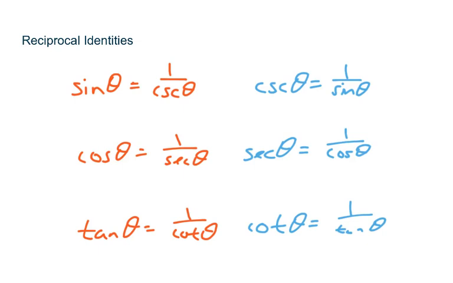Okay, so those are the first identities, the reciprocal identities, and we kind of used these already in the past when we talked back in Chapter 5 about finding the sine, cosine, tangent, cosecant, secant, and cotangent, the 6 trig values of a given angle. We're just kind of formalizing these into identities.